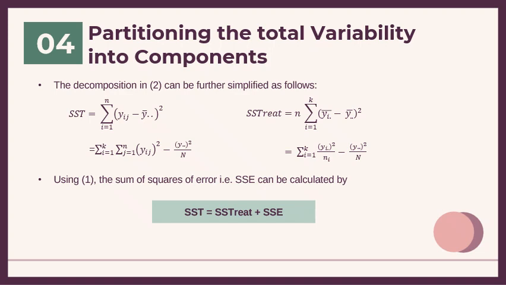the SST, and for the SS treat, it can be equal to m times the summation of (yi bar minus y bar) squared, and equal to the summation of yi squared over ni minus y squared over the number of the sample of y. And using the first equation, the sum of squares of error SSE can be calculated from SST equal to SS treat plus SSE.